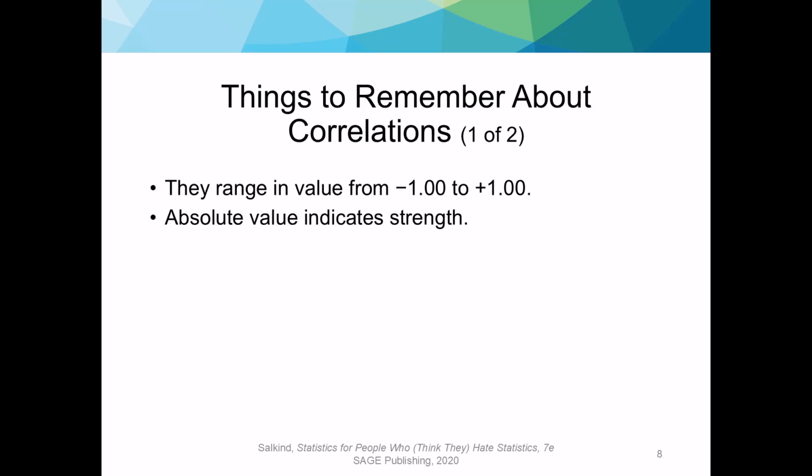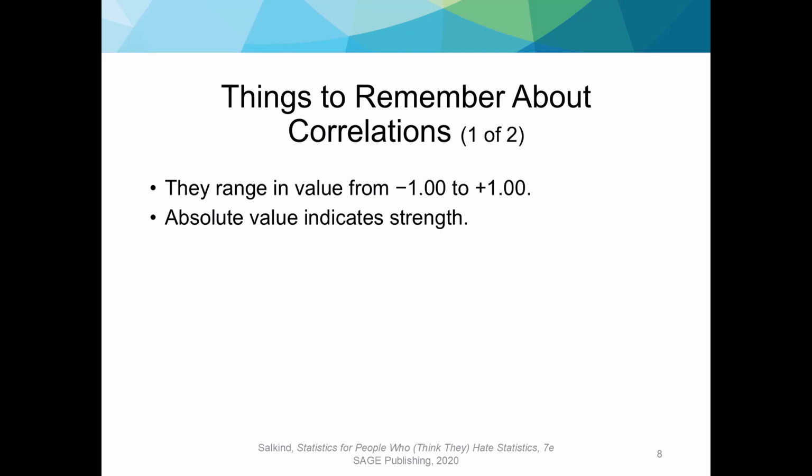Here are a few key things to remember. First, as we mentioned, correlations range from negative 1.00 to positive 1.00. Second, and this is very important, the strength of the relationship is indicated by the absolute value of the number. A correlation of negative 0.70 is just as strong as a correlation of positive 0.70.